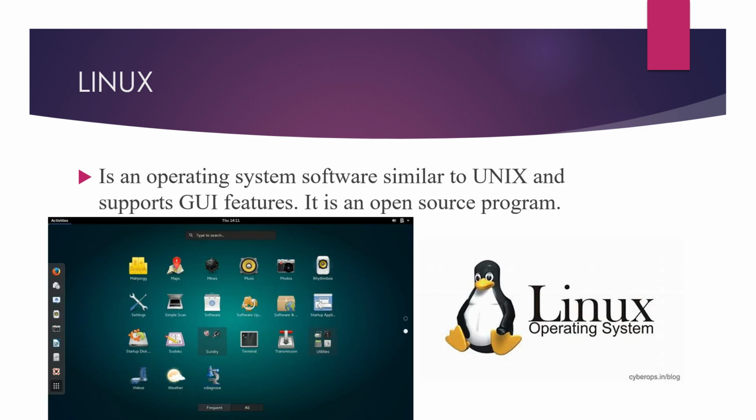And when we come to Linux, Linux is exactly like an enemy of Microsoft Windows. It is an operating system software similar to Unix and supporting GUI and features. It is an open source program. It's the ability that most of the people use Linux, especially hackers. I watched a story of Linux. I mean, the people who were working on Linux were hackers. They were thinking that hackers can do everything, so they developed a system by the name of Linux.